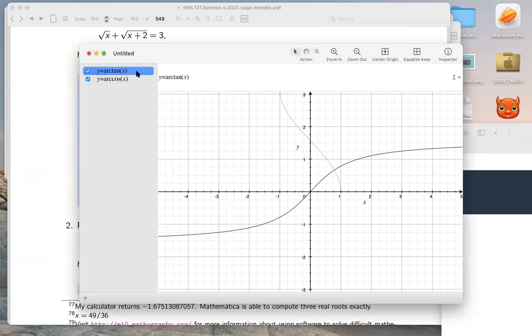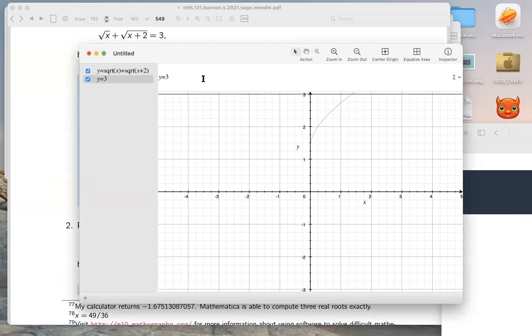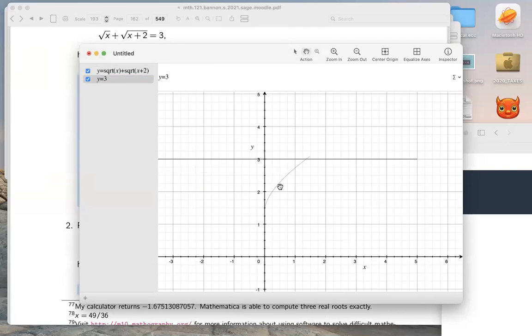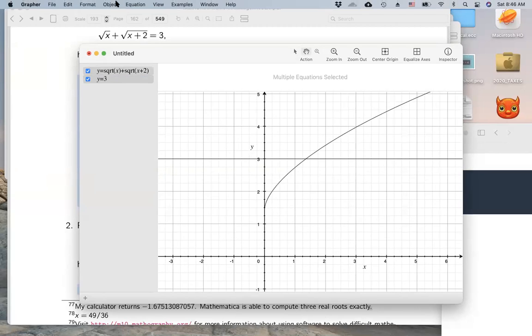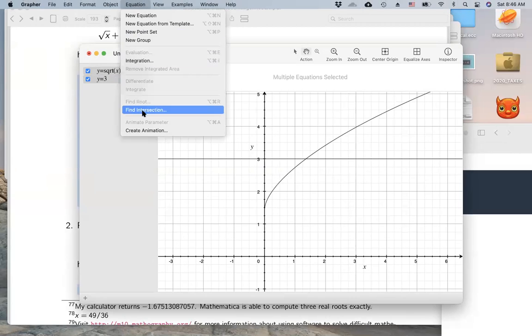Let me do another problem. Let me do this one over here. And I'm going to write down that's y equals square root SQRT X. I'm visualizing now, plus the square root SQRT of X plus 2. I'm going to graph that out. And the other function I want to graph out is 3. There's 2 functions there, left and right. I'm going to pull a curve around, and I want to do the point of intersection. So let's do that. Find the intersection.